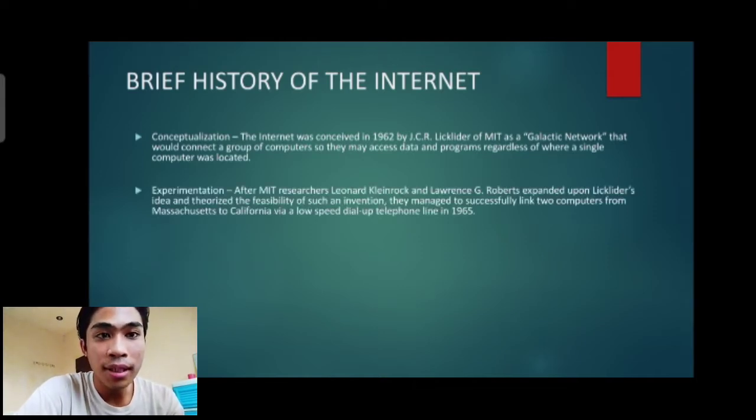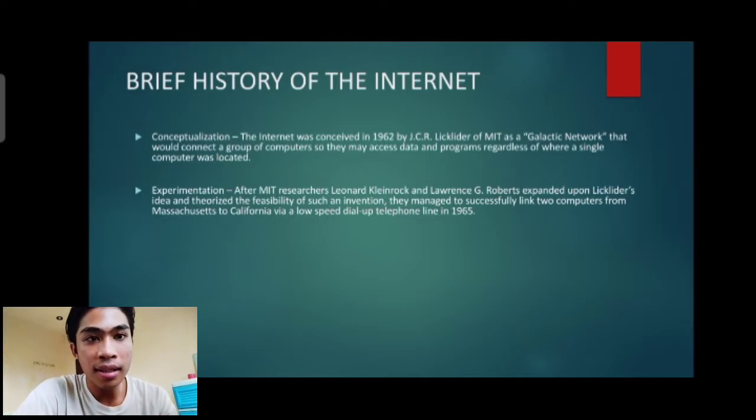Through experimentation, MIT researcher Leonard Kleinrock and Lawrence G. Roberts expanded upon Licklider's idea and theorized the feasibility of such an innovation, meaning to say that they found out this invention or idea is very useful in the future. They managed to successfully link two computers from Massachusetts to California via a low-speed dial-up telephone line in 1965.